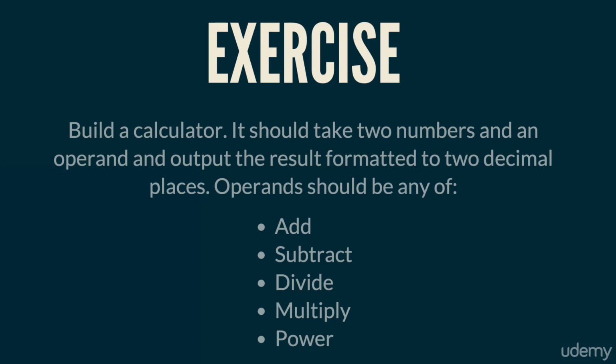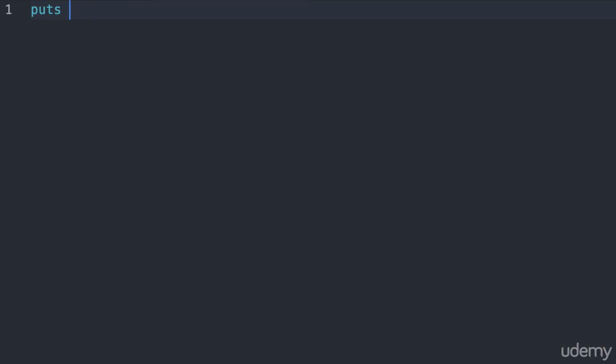Okay, let's build a calculator. We can in fact use some of the similar code as in our chatbot to perform this. Let's start by welcoming the user to the calculator. Next, we need to retrieve both of the operands, that is the two numbers that we're going to add or subtract, etc.